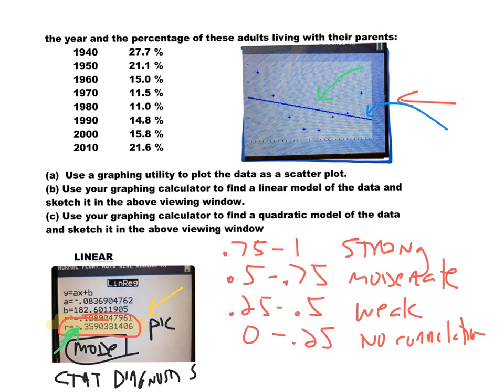It's negative because the line has a negative slope. So the negative value just tells you whether the line is positively or negatively sloped. We're really looking at the absolute value of r, which in this case is 0.35.